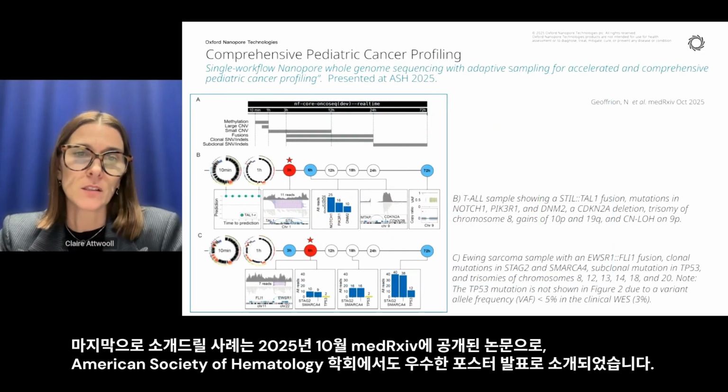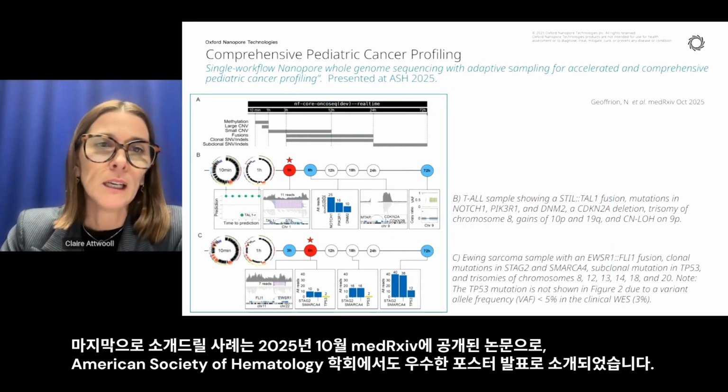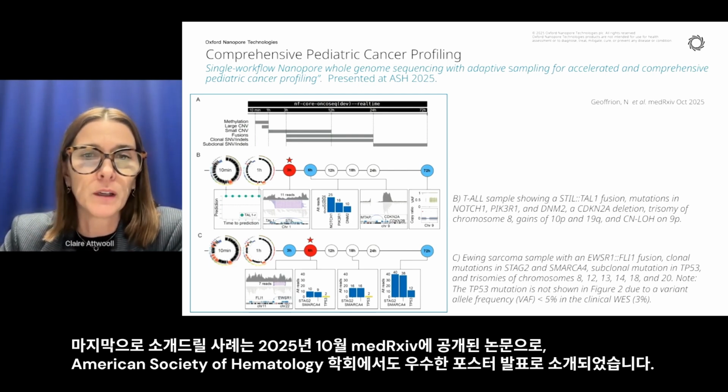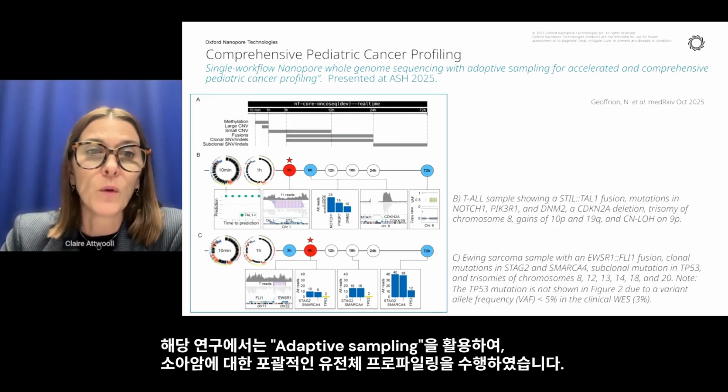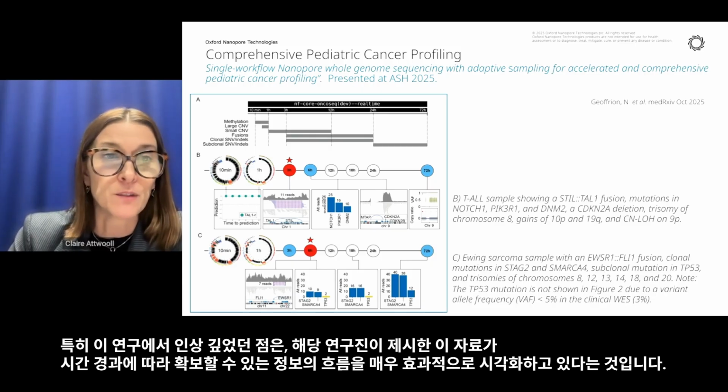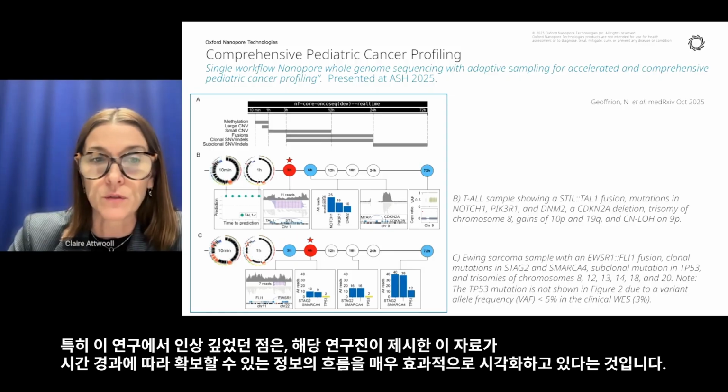And then the last example that I'm going to show is a publication that came out in medRxiv in October and then was presented as a really nice poster at ASH just this past weekend, where they also used adaptive sampling to look at comprehensive pediatric cancer profiling. And what I really like was that this figure that they made is a really beautiful illustration of the timeline of information that they can get.